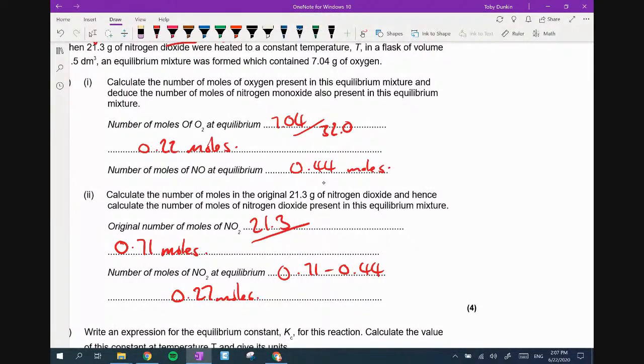Isn't it 46? Yes, thank you, Dana. She caught it as well. 46.0. So that's the same as ethanol as well, 21.3 divided by 46. Thank you, Donna. Well done for catching it.